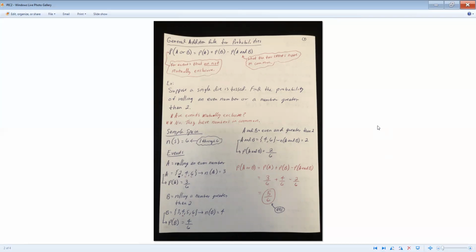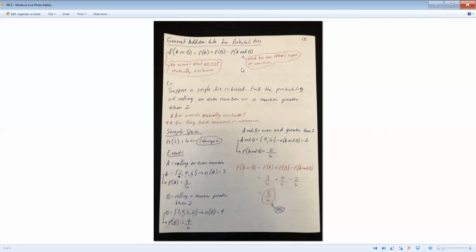Okay, so the general addition rule for probabilities, if you want to know the probability of A or B, whether it's mutually exclusive or not, you do the probability of A plus the probability of B minus the probability of what they have in common. So that's probability of A and B.